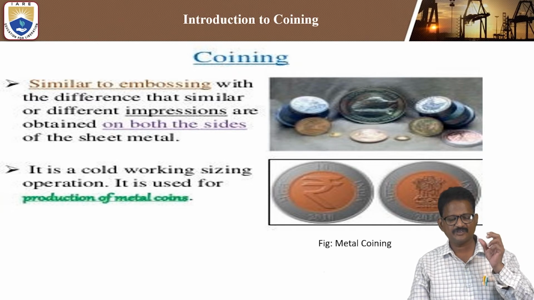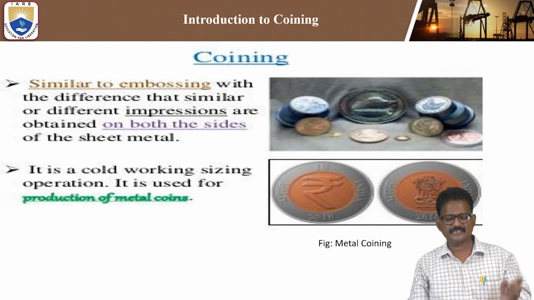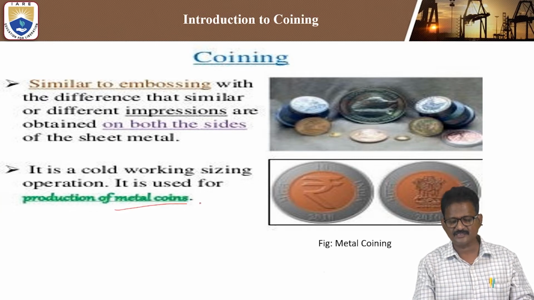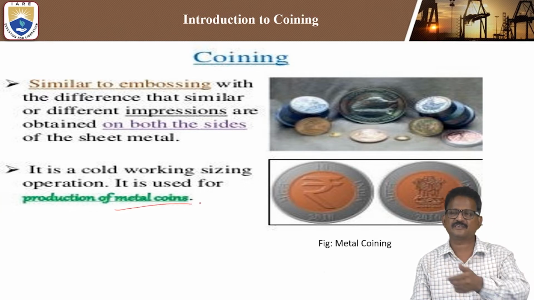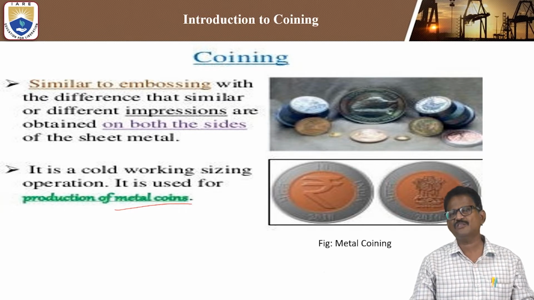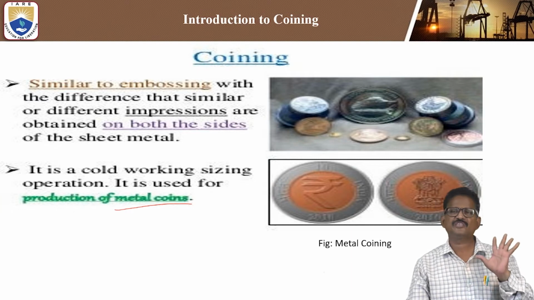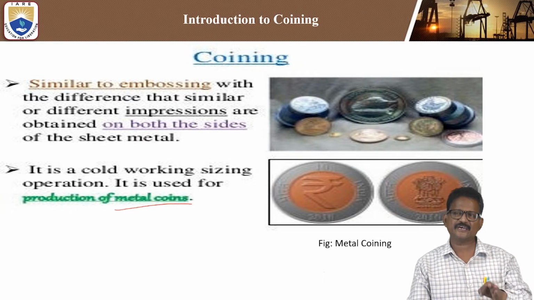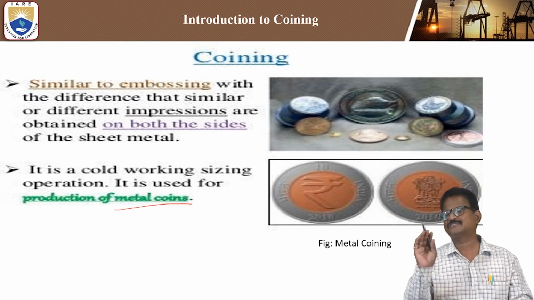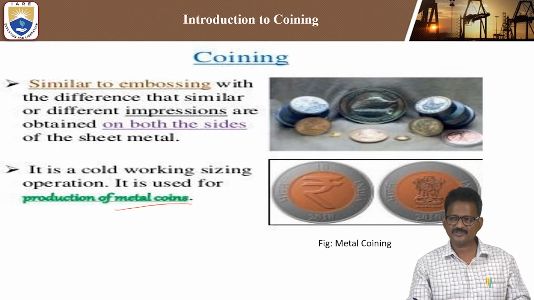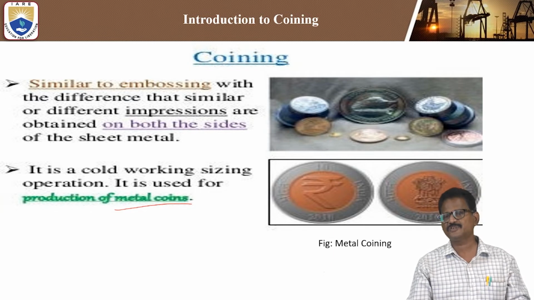Another interesting point is that it is a cold working sizing operation, and it is mainly used for producing metal coins, gold medals, and coins like the 10 rupee coin, 5 rupee coin, 1 rupee coin, and 2 rupee coin. All these are made with the coining process only. It is a cold working process, coming under mechanical metal working. Presses or hydraulic presses are widely used to maintain uniform pressure and force to get the required shape of the coins.